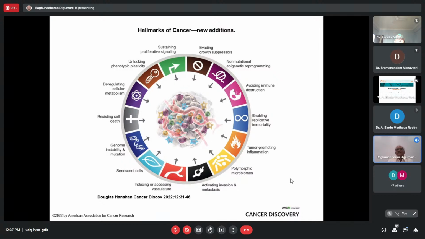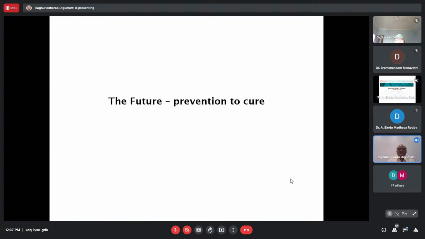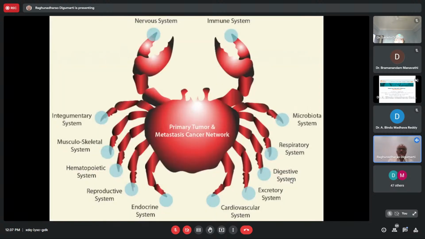So that leads us to the new additions which I have mentioned. There may be some more which will soon start getting into these new additions. And for us, the future is to move from trying to find a cure to preventing cancer. And I'm sure the gut microbiome will be one of the pathways through which we will be able to prevent not just cancer, but many other diseases as well.